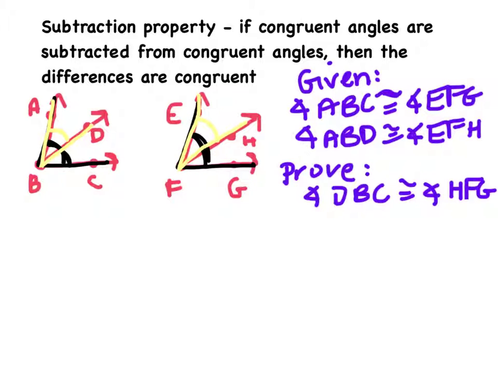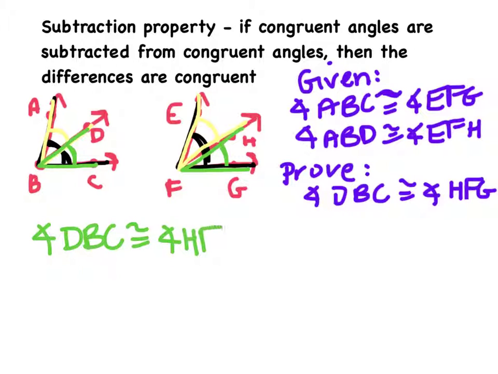So because I have two large angles congruent to each other, and two parts of those larger angles being congruent to each other, I can basically remove those angles ABD and EFH, and I will be left with angle DBC, which will be congruent to angle HFG. Angle DBC is congruent to angle HFG by the subtraction property.